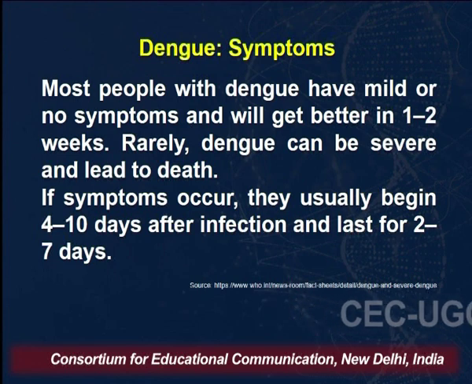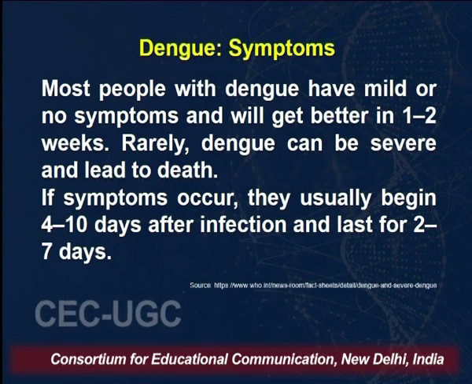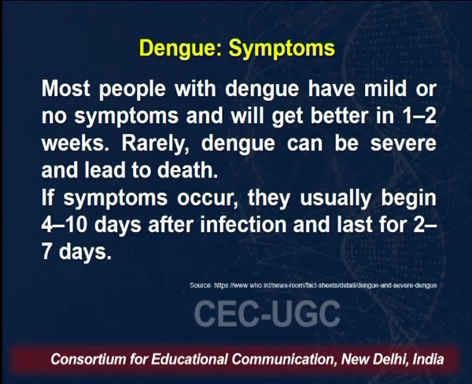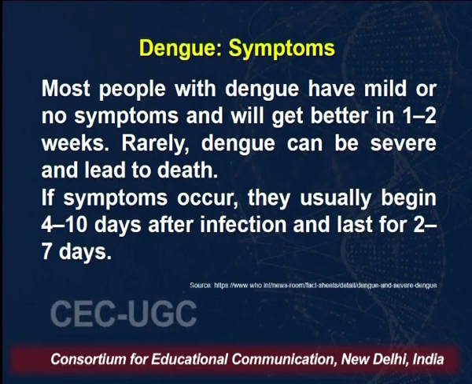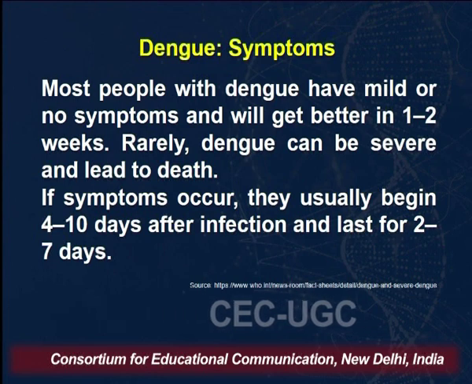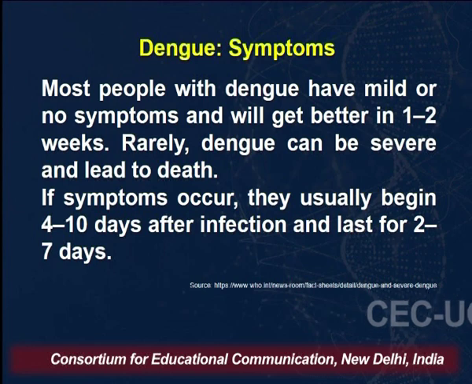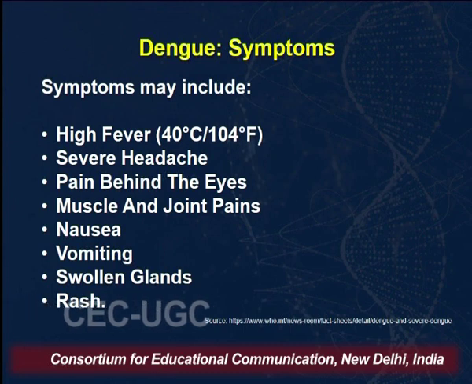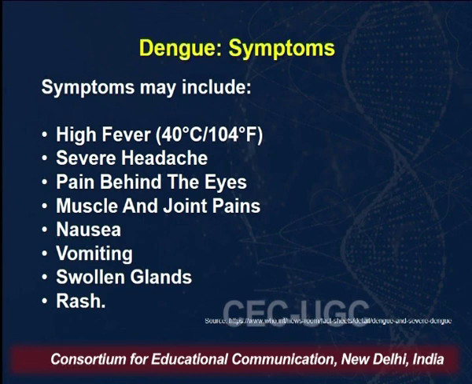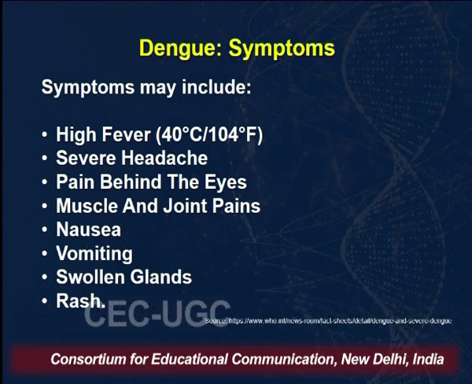Now, dengue can cause mild or no symptoms, and they generally come up after 1 or 2 weeks. Rarely, dengue can be severe or lead to death. If symptoms occur, they usually begin within 4 to 10 days after infection and last for 2 to 7 days. Some of the basic symptoms include high fever, severe headache, pain behind the eyes, muscle and joint pains, nausea, vomiting, swollen glands and rashes.